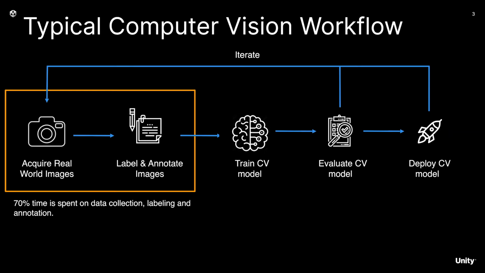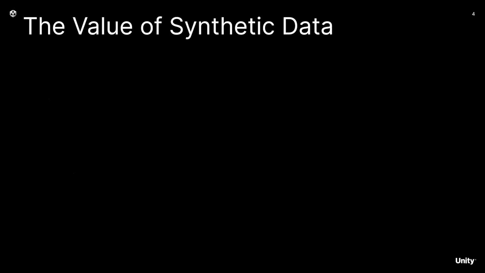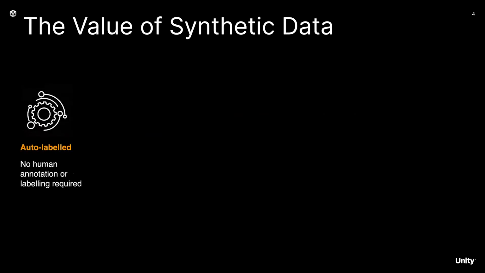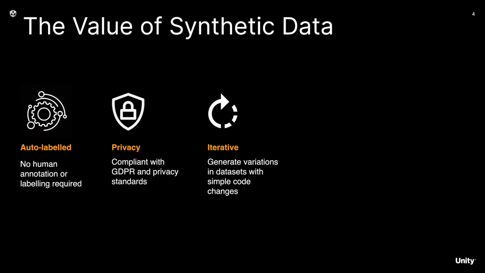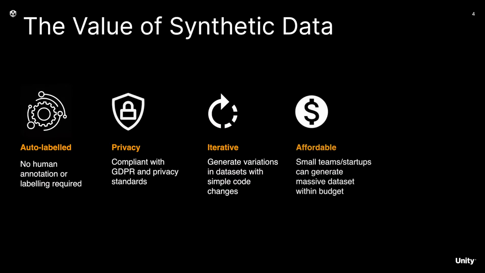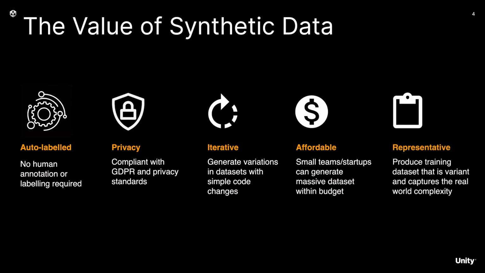Now, synthetic data, in principle, can alleviate both some of these workflow challenges as well as data collection challenges. Synthetic data in principle can come auto-labeled. It can be privacy compliant because it's all synthetic. It's easy to iterate on in principle. It's affordable, so small teams can generate massive amounts of data sets without having to spend huge amounts of money on labeling and data acquisition. And it can be representative. You are able to control, in principle, aspects of your data to represent your target data sets.